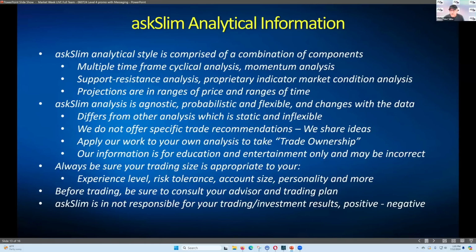Because it doesn't matter what I say, what any of our team says, or what anybody says, whom you deem professionals in the market that share information, it's always up to you to take ownership of your own trade. Nobody can tell you where and how to get in or where and how to get out. That's up to you.